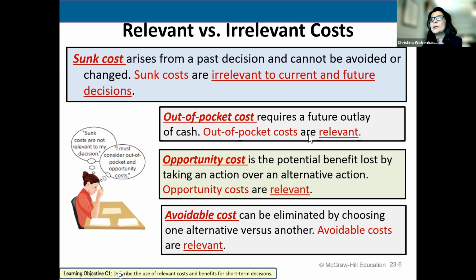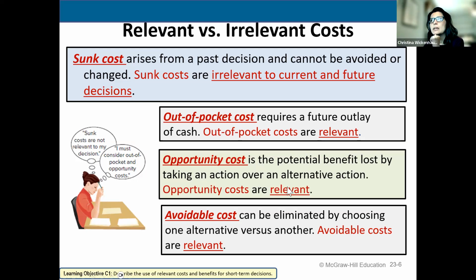So out of pocket requires a future outlay of cash. And so these are going to be relevant. If I have to spend more money based on this decision, I'm going to want to understand how much that is, right? And how that's going to affect me.